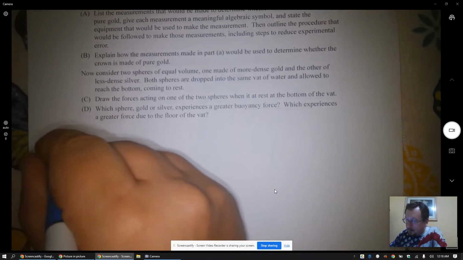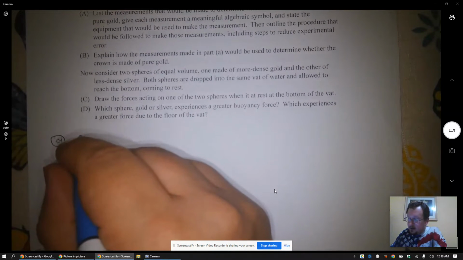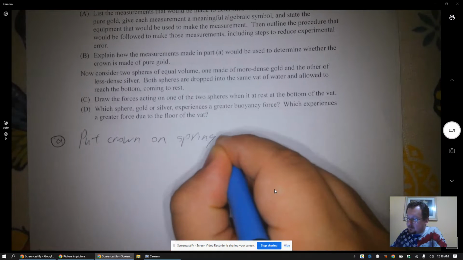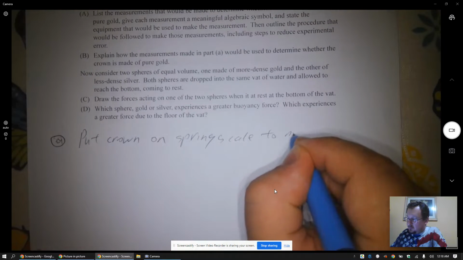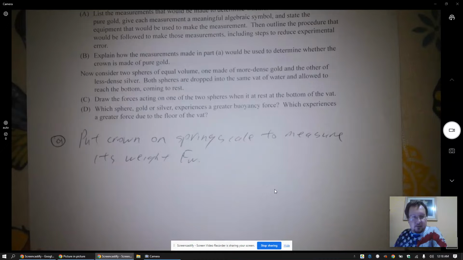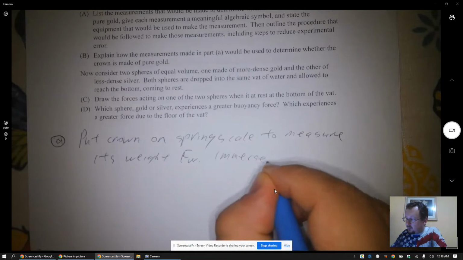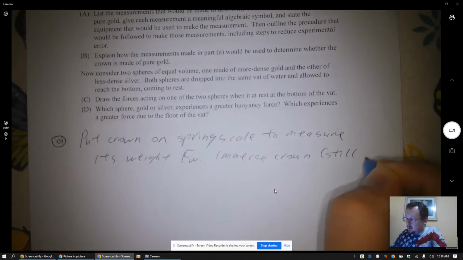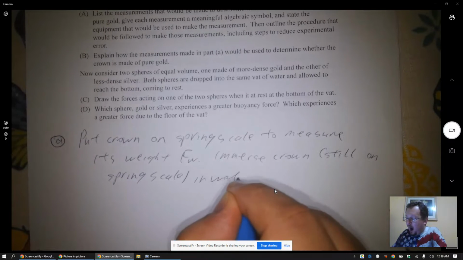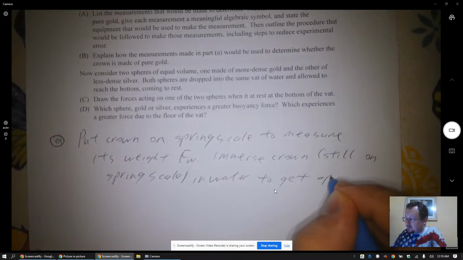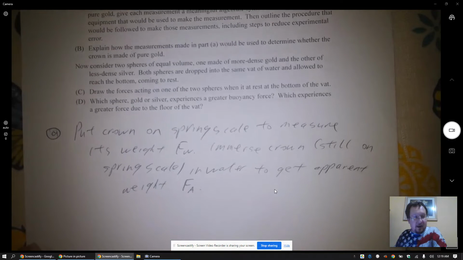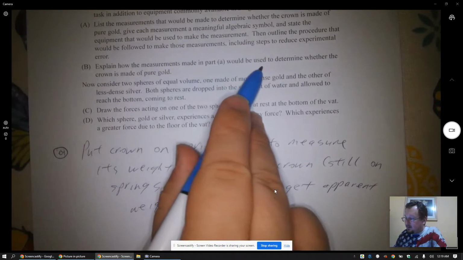Okay, so basically it would probably go something like this: I would put the crown on a spring scale to measure its weight, force W, then immerse the crown, still on the spring scale, in water to get its what's called apparent weight, which I call FA.